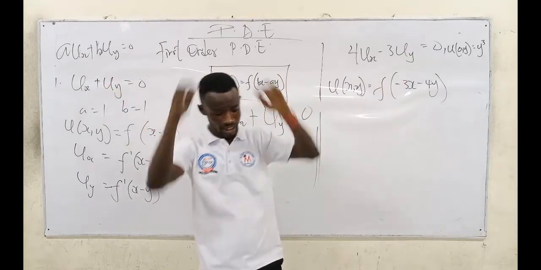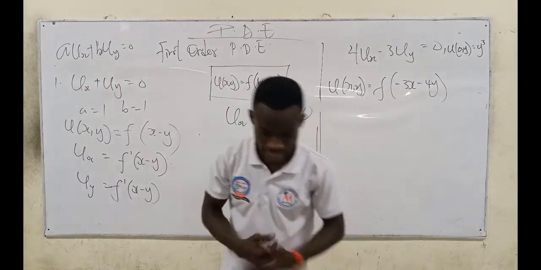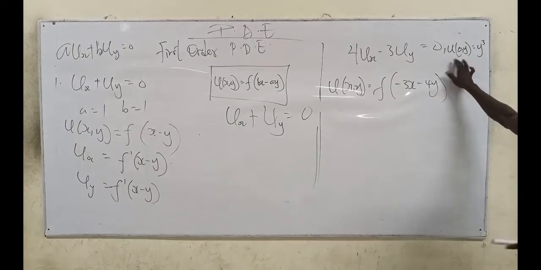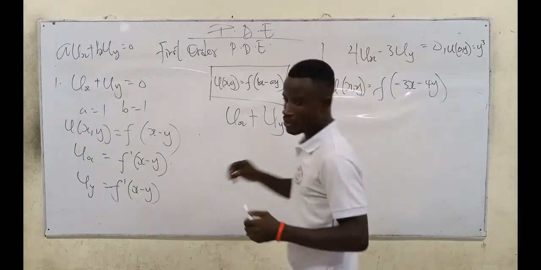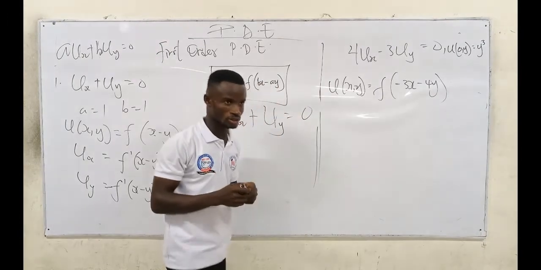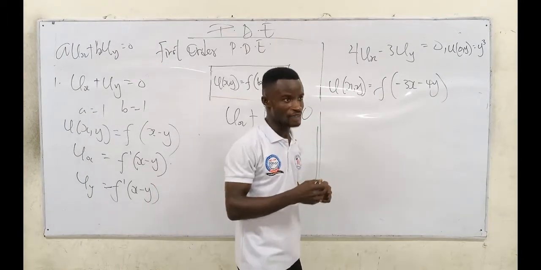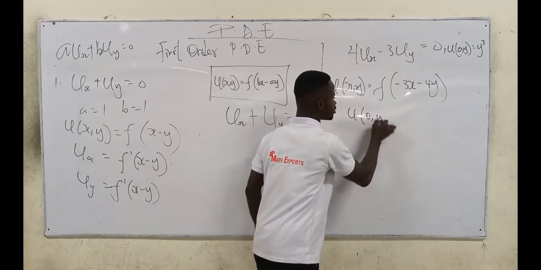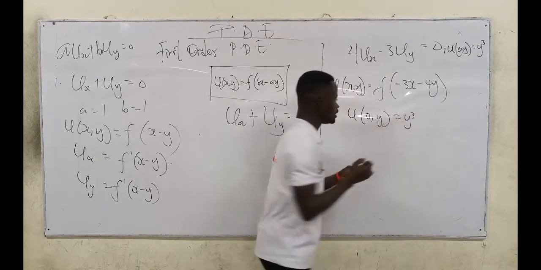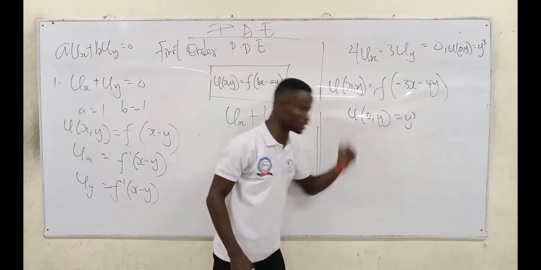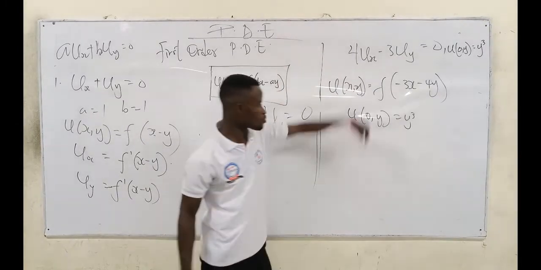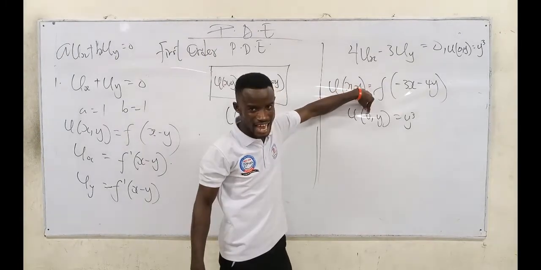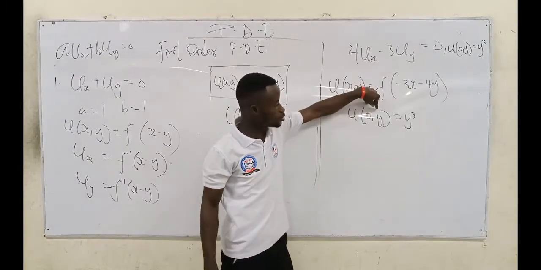Now, from here, we want to apply the what? The Cauchy, right? Or the IVP. So, take note. This means that this is a point. And if it's a point, this should be what? In the last time we met, this is the x ordinate. This would be the y ordinate.